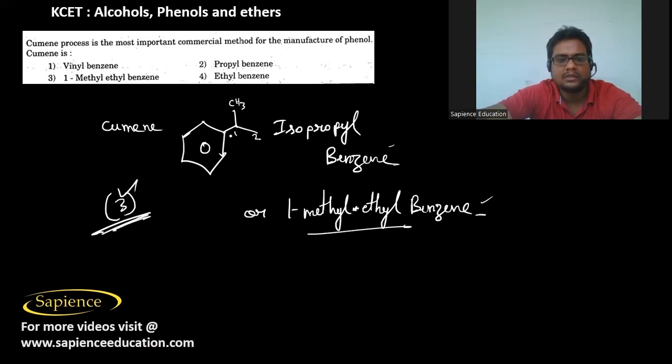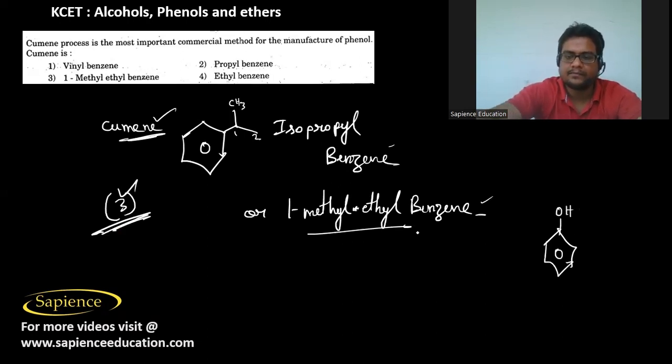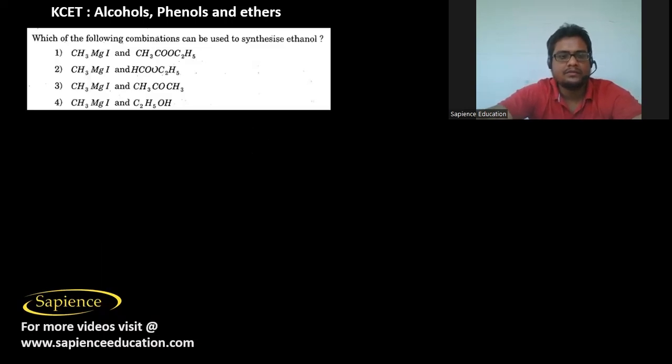So this isopropyl benzene only is called cumene, which is used for the manufacture of phenol. Phenol, as you know, is C6H5OH. Then which of the following combinations can be used to synthesize ethanol?